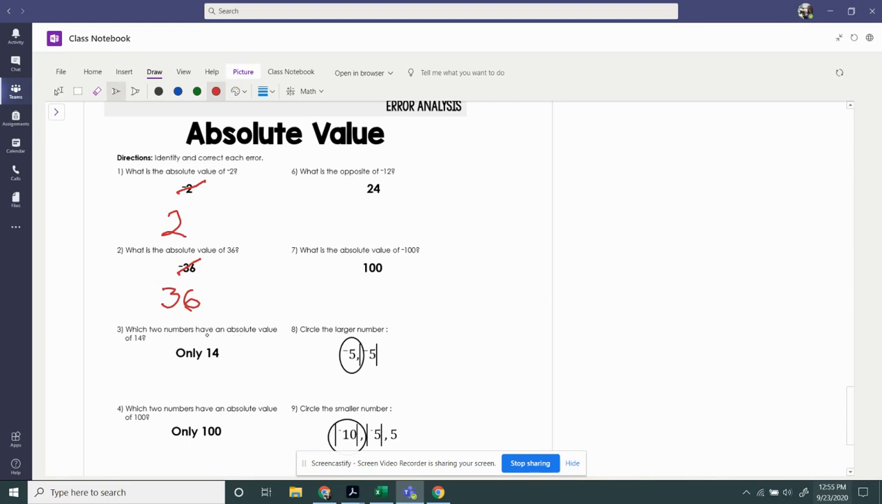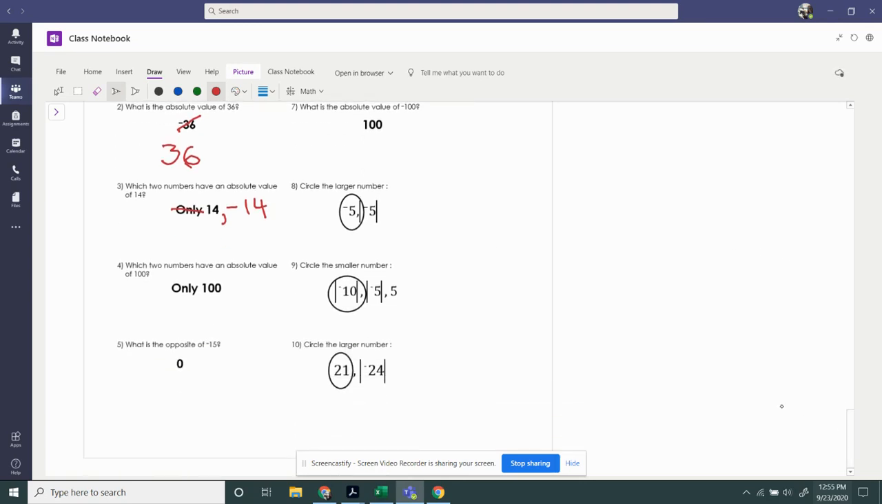Which two numbers have an absolute value of 14? Well, 14 is one of them, but also negative 14. Which two numbers have an absolute value of 100? Well, 100 is one of those numbers as well as negative 100.